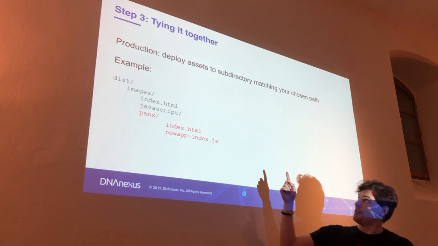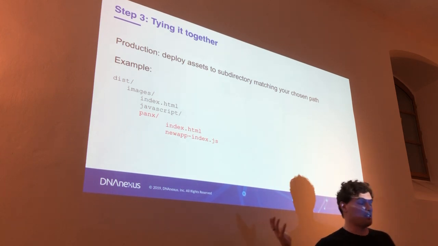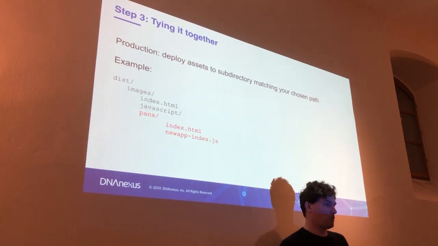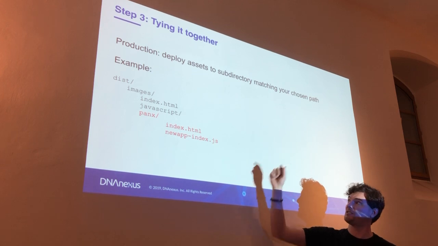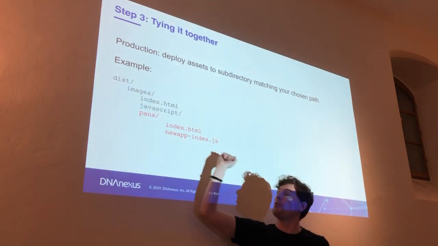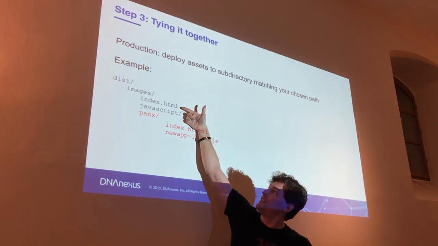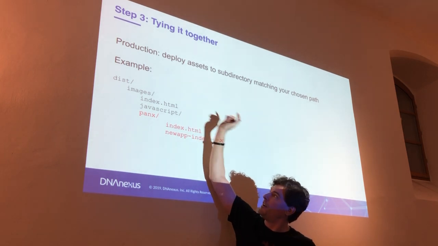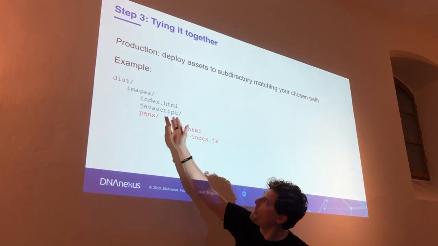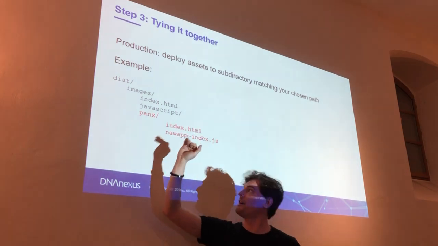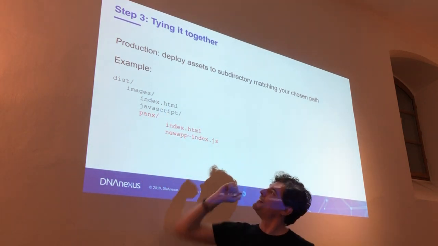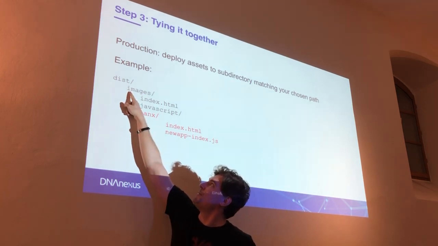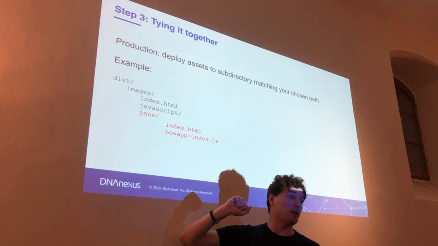As far as production, it's very easy. You just deploy the assets to a directory matching the directory name you chose as your prefix, so PANX, and you can see it right here. So for the normal server, we have our index right here, our image assets. The formatting is a little off here. I apologize for that. This should all be shifted over by one indent. So this should all be on the same level as the images. Apologies.